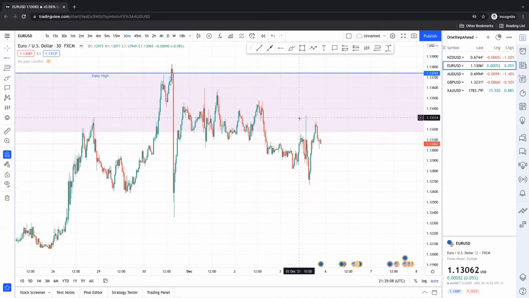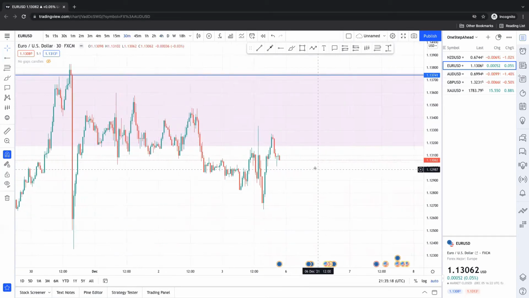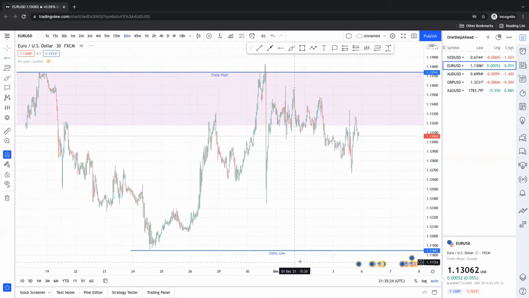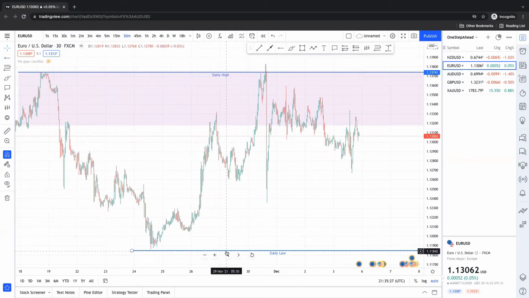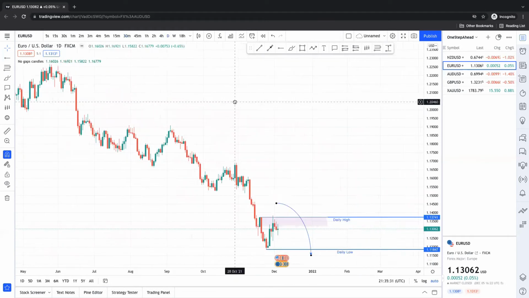So yeah, I think it should fall. If you get a 30-minute or any scalp trade during New York or London Open, you find an excuse to go short, and I think it should take this low out, right? So this is my bias for the EURUSD.